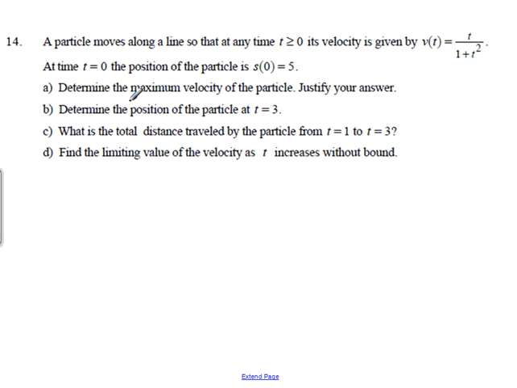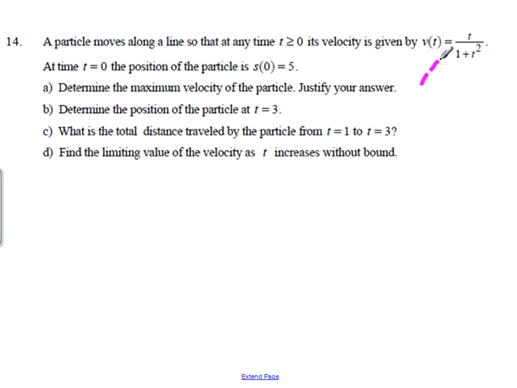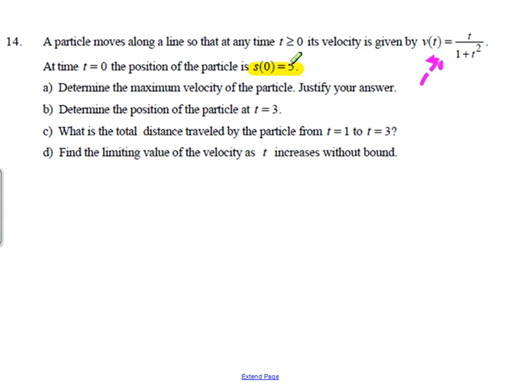So, I think one more problem and that'll be this video. It says a velocity vector is given here, and at time equals 0, the position is 5. It says determine the maximum velocity of the particle. Justify your answer.